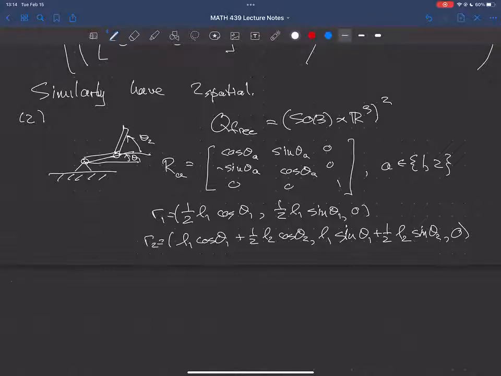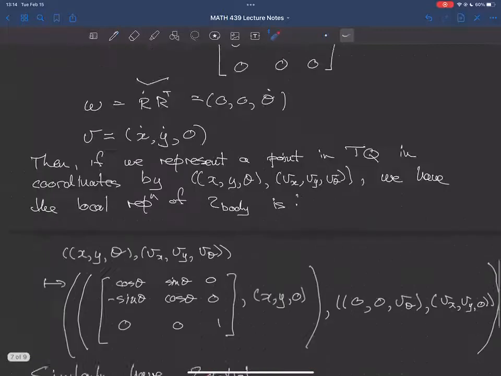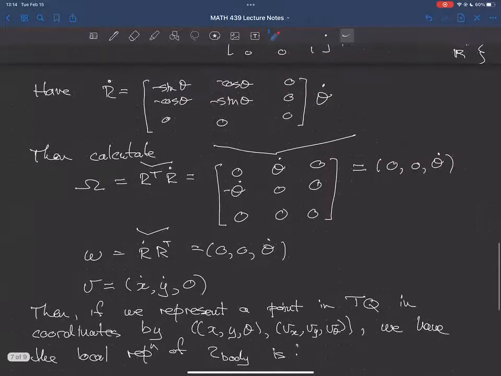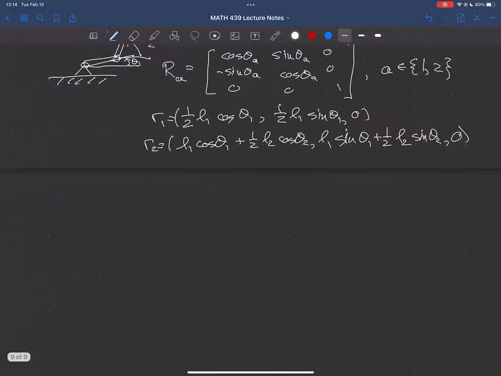Okay, so that was r2. And then we have the angular velocities and the translational velocities. You'll notice that the form of R here is exactly the same as we had here, and so therefore the form of the omegas will also be the same.